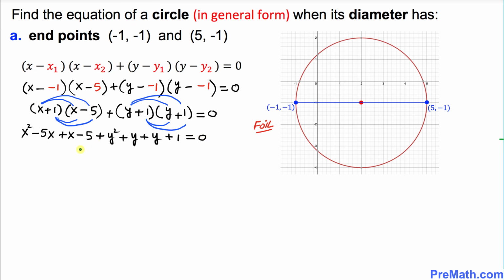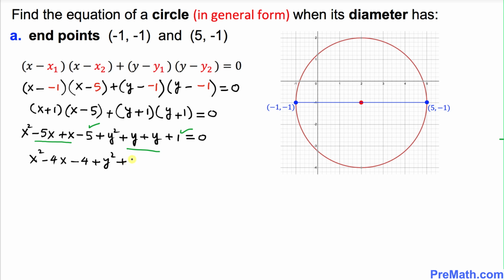And now let's go ahead and combine the like terms: -5x and plus x, y plus y, and then these constants, -5 and 1. So we're going to end up with x squared minus 4x, since -5 and plus 1 make -4, plus y squared plus 2y equal to 0.